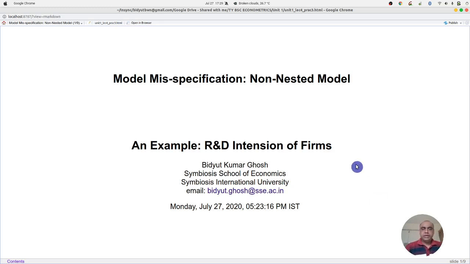Hello, in this lecture we will do one more example of model misspecification of non-nested models. This time we will use the Encompassing F-test to show the model specification error of non-nested models. Now we will take an example of R&D intensity of some firms.